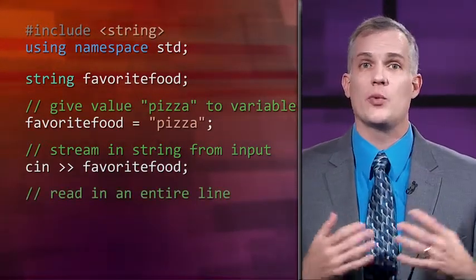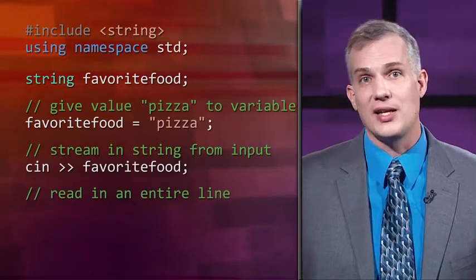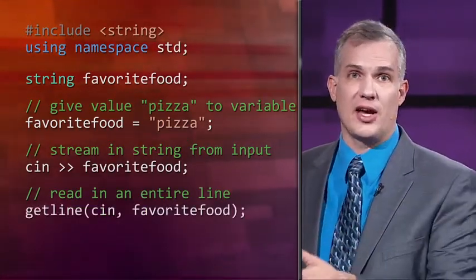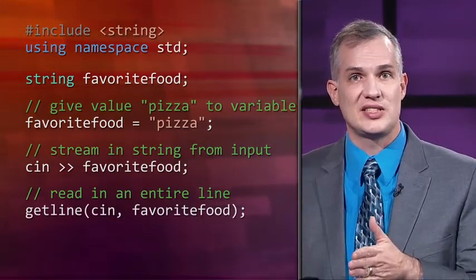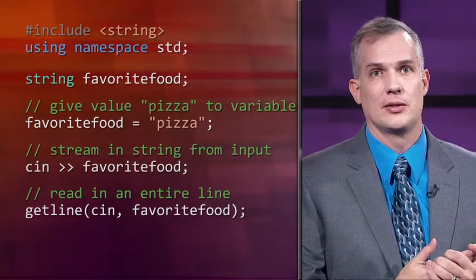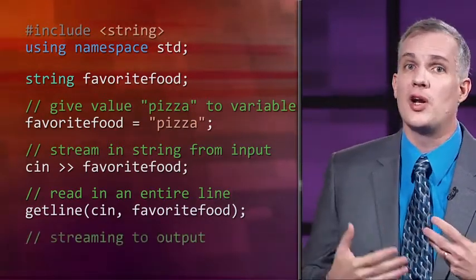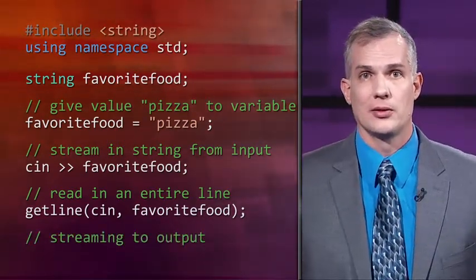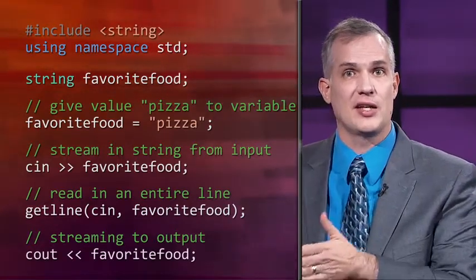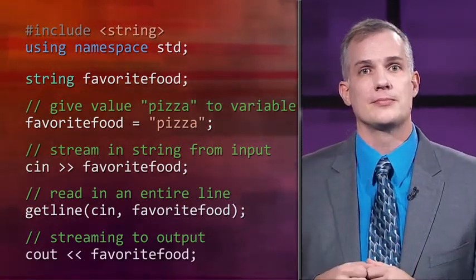What if we instead wanted to read in an entire line? We'd need to write getLine, parenthesis, cin, comma, favorite food, parenthesis. And finally, what about streaming to output? Well, that's cout double less than favorite food.